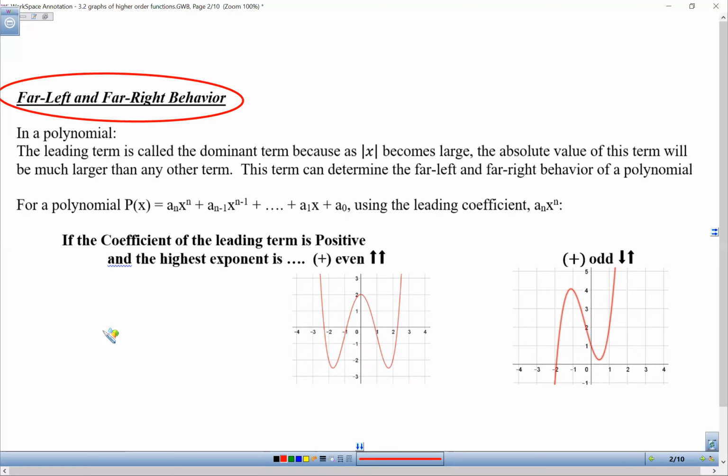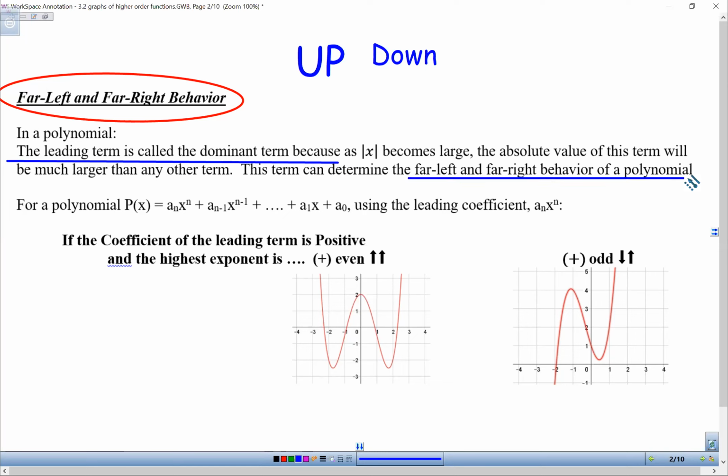Okay. So 2 things can be happening on the far left and far right. Either the graph is moving in an upward direction, or the graph is moving in a downward direction. So we say that the graph is either going up or the graph is going down. And we can determine that from the polynomial. Specifically, we can get that from the leading term. So the leading term is called the dominant term. It will tell us what the left and right behavior of the polynomial is when we graph it.